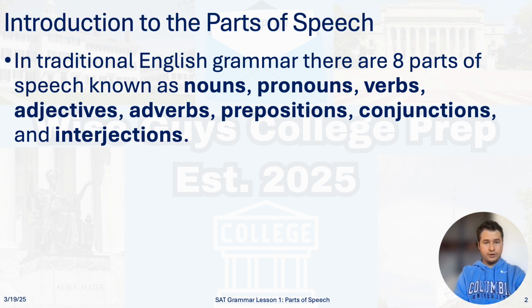In traditional English grammar, there are 8 parts of speech known as nouns, pronouns, verbs, adjectives, adverbs, prepositions, conjunctions, and interjections. Okay, the last one is not included in the SAT grammar questions. So all that you have to know are the 7 first mentioned in this slide.